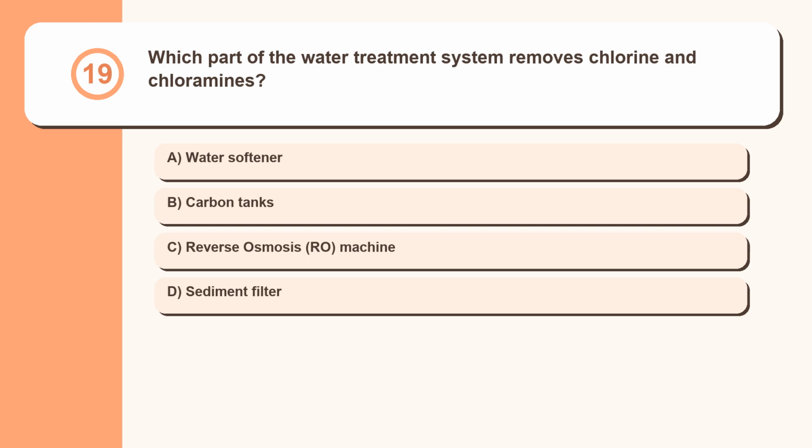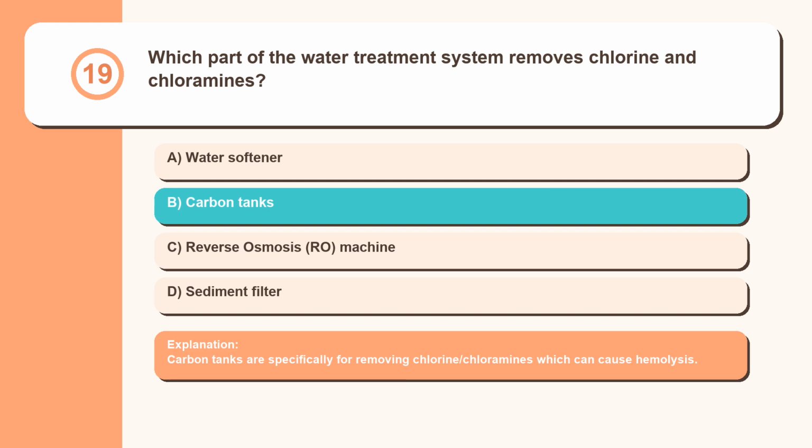Question 19. Which part of the water treatment system removes chlorine and chloramines? Water softener, carbon tanks, reverse osmosis, RO, machine, sediment filter. Carbon tanks are specifically for removing chlorine and chloramines, which can cause hemolysis.